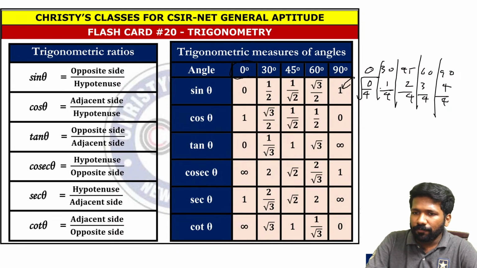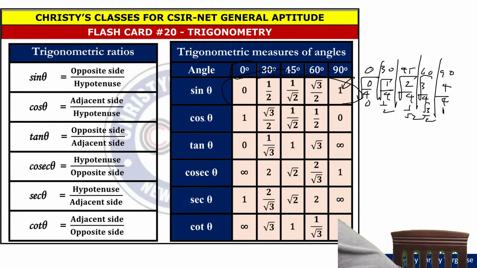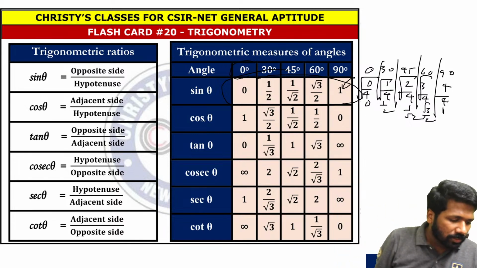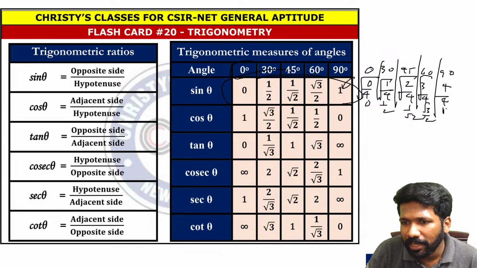Take the square root: 0 by 4 square root will be 0, 1 by 4 square root will be 1 by 2, 2 by 4 square root will be 1 by root 2, 3 by 4 square root will be root 3 by 2, and 4 by 4 square root will be 1. Look at this. These are the same values now. All of you are understanding? Please respond.